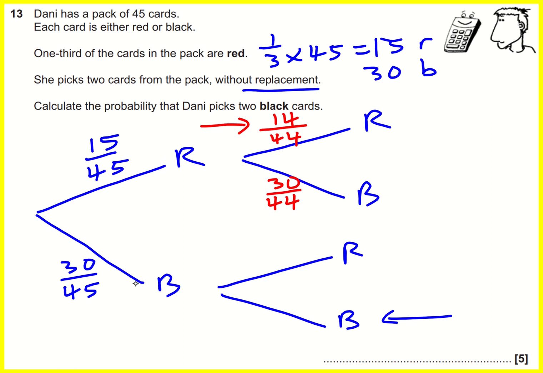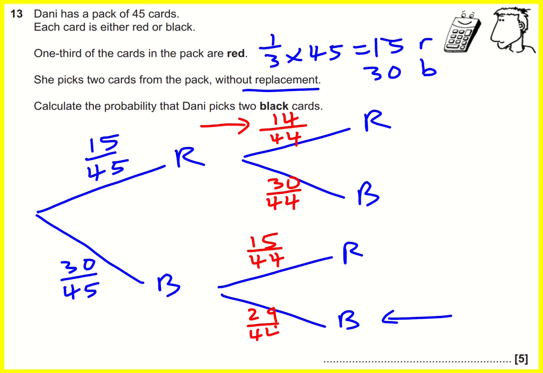Along this bottom route, there are still 15 red cards because I picked a black card, but now there's 44 cards. So you can see I don't get this symmetry going on when you don't have replacement. And here is going to be 29 black cards because I picked one out of 44. And again, I can see that these two add to 1.